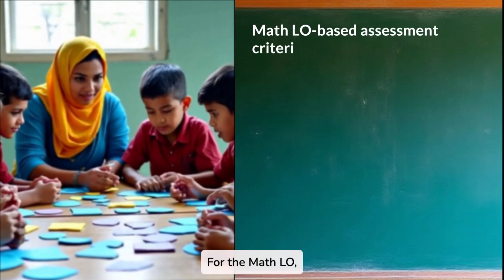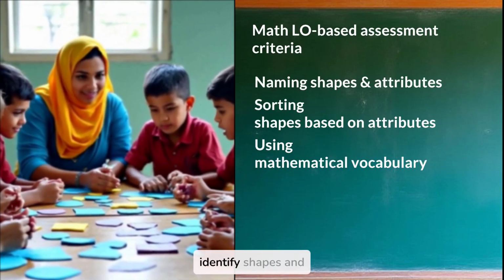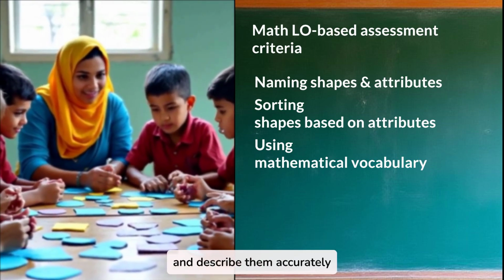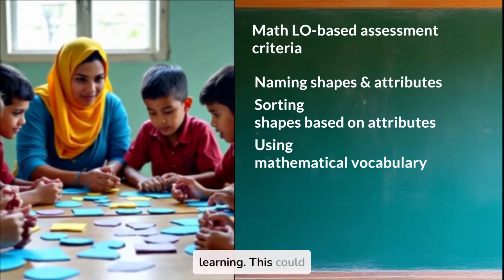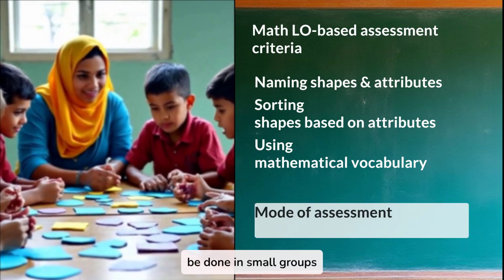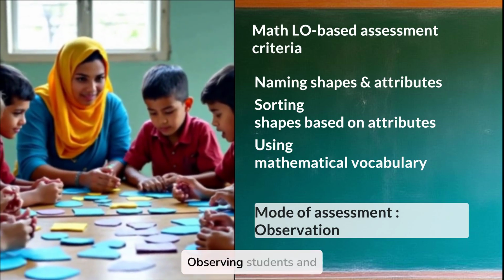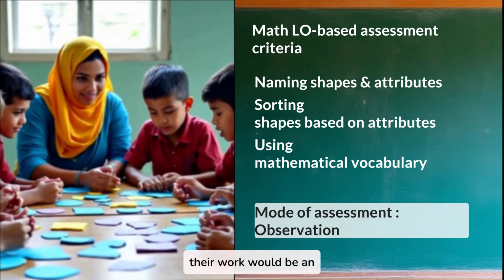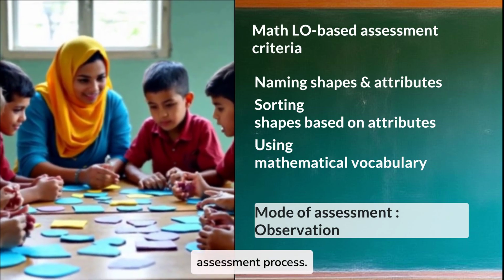For the math LO, checking whether students can identify shapes and features, sort them and describe them accurately would help in assessing learning. This could be done in small groups or individually. Observing students and asking them to explain their work would be an important part of the assessment process.